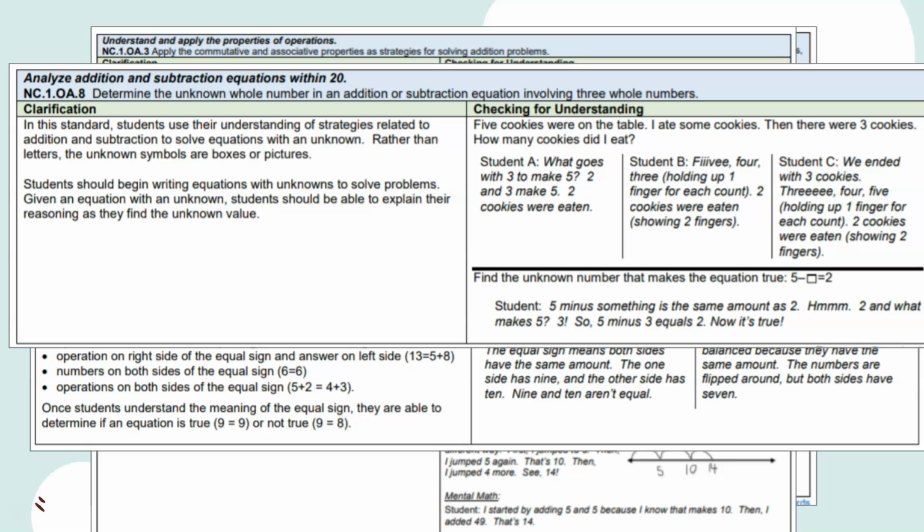OA8 goes hand in hand with OA1 and OA6. Students interpret context and apply strategies to add and subtract. They are also expected to identify the unknown with symbols, boxes, or pictures, which in later grades turns into variables. You are probably starting to see how standards progress and work together to build on students' understanding.